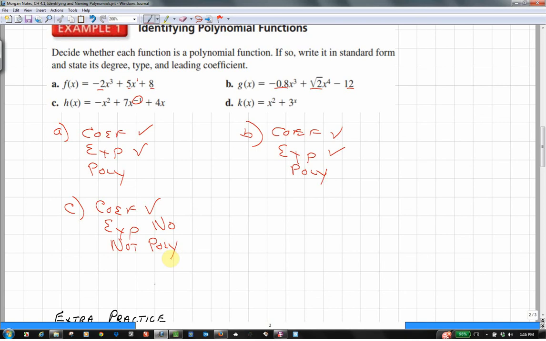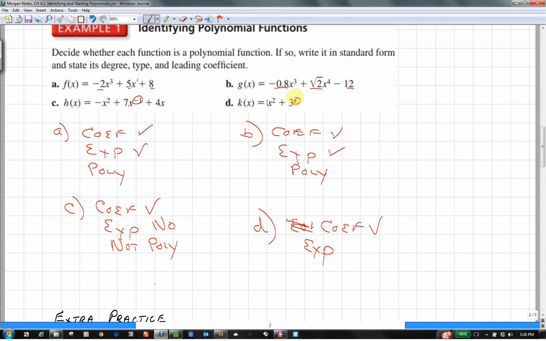Okay, D. Let's check the coefficients. I have a 1 there, and I have a 3, so those are good. The coefficients are not imaginary. And for the exponents, let's see what we have. We have a 2. Oh, the x is an exponent.